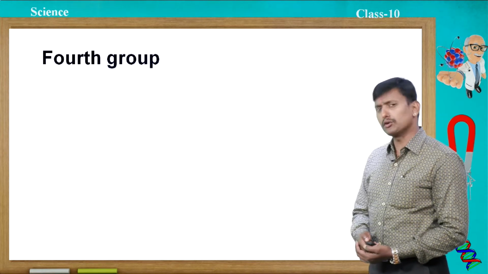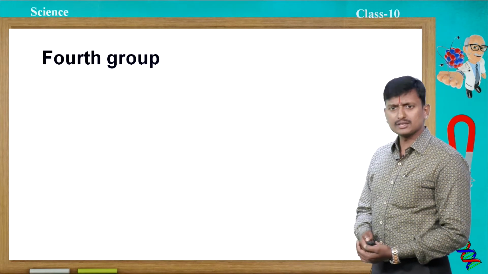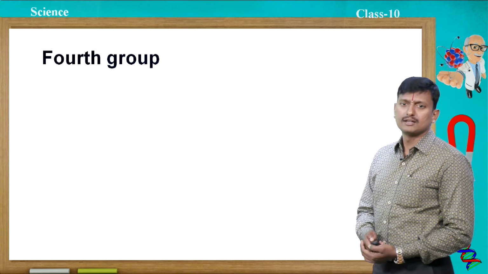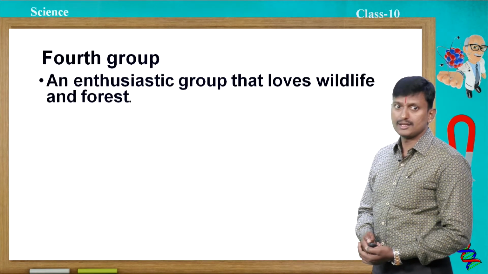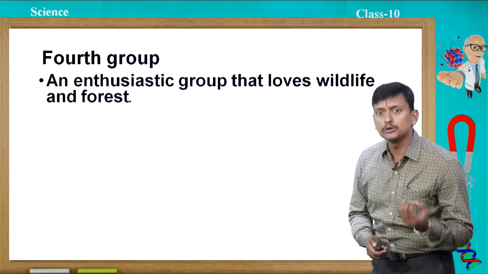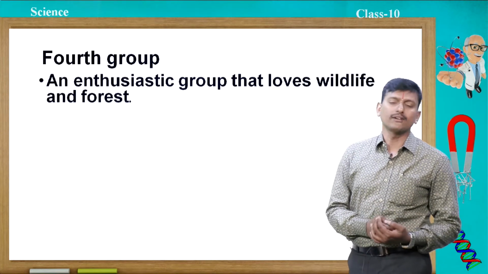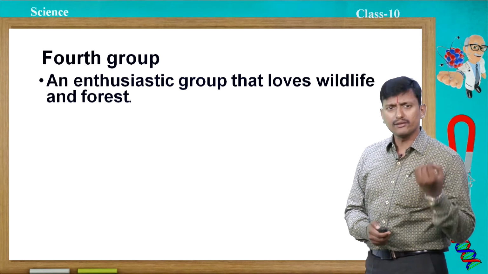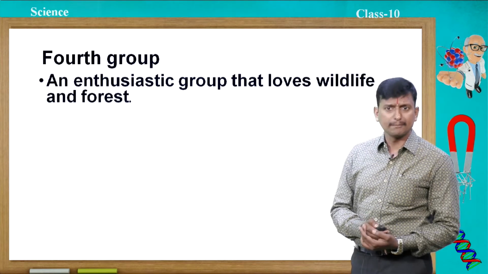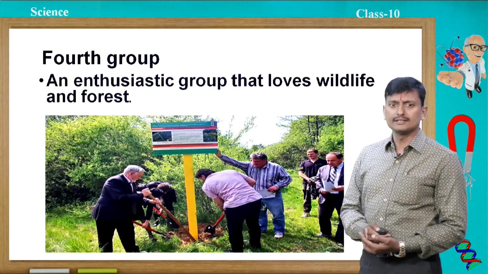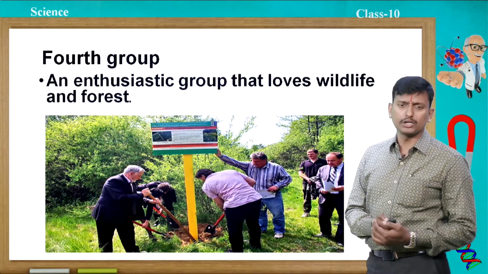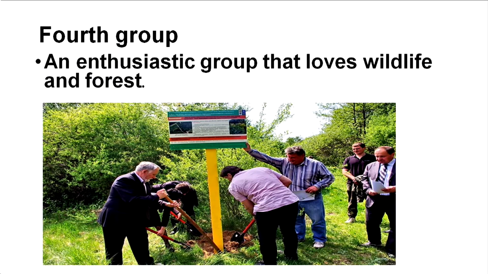Next, the fourth group. Who are the fourth group of partners of the environment? Yes, the enthusiastic group that loves wildlife and forests. They are the fourth group of environmental partners. Here, you see that some people are going to plant trees in a garden. Are they expecting anything from that? No, there is just enthusiasm in planting the trees.